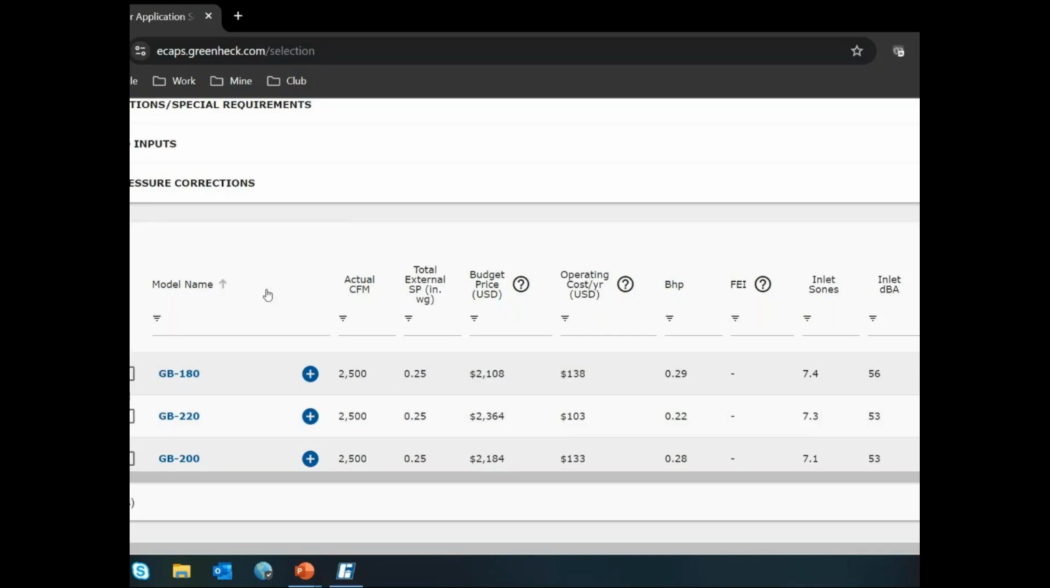A couple of things about this that you should know. Number one, let's say efficiency is an important thing for me, right?